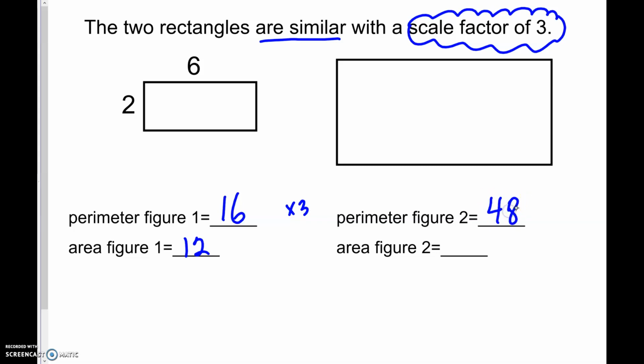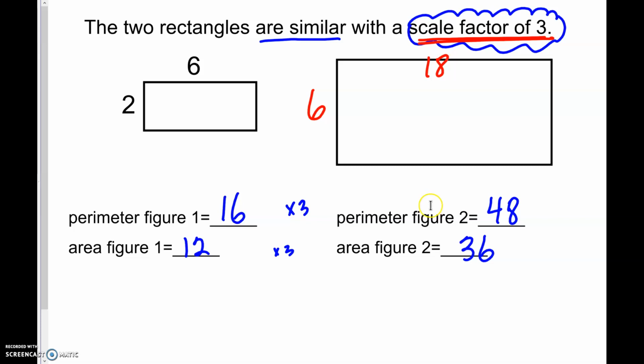And then kids go on to say that we're going to do 12 times 3, and we get the area of this figure to be 36. Okay, and then kids just go on. So let's prove and make sure that this does or does not work before we go on any further. So if we have a scale factor of 3, 2 times 3 makes this 6. 6 times 3 makes this 18.